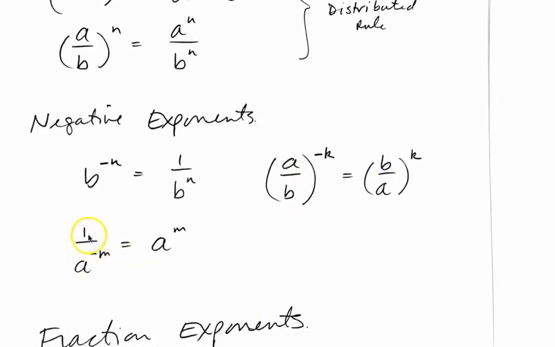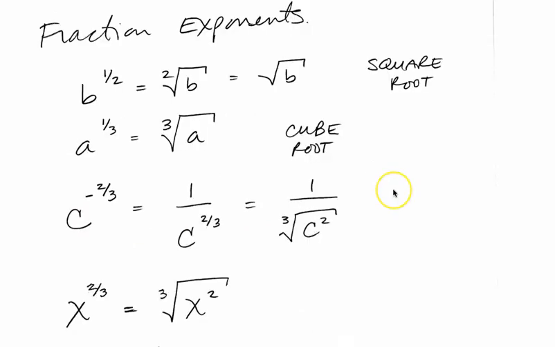And then here's 1 over a to the negative m power. So to change the exponent to a positive number, the base goes to the other side, either up or down. Since the base is in the bottom here, in the denominator, we're going to put it in the numerator, and then we change the sign on the exponent.